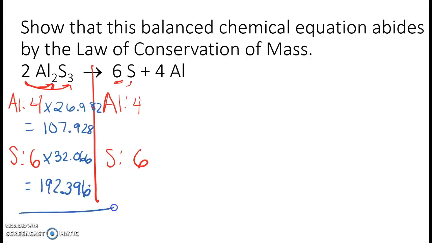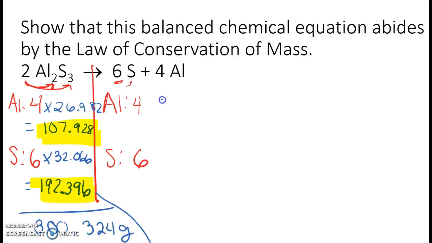Then we're going to add those two numbers together, the 107.9 and 192.3, and we get 300.324 grams on this side of the equation.